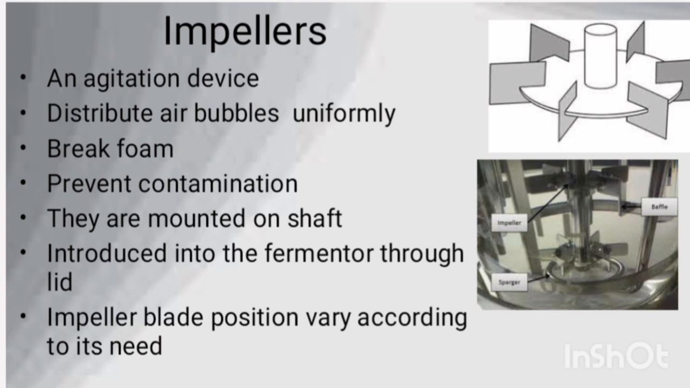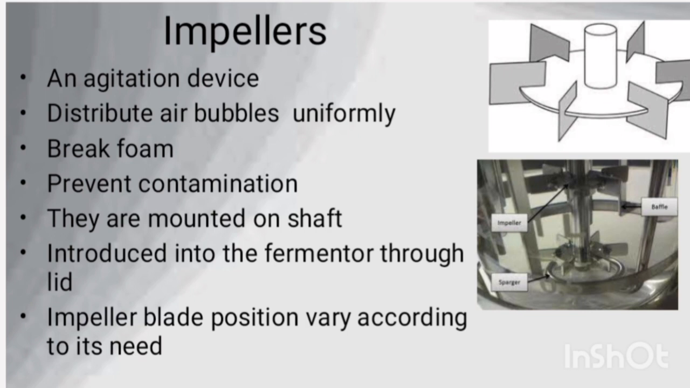Impellers are mounted on the shaft and introduced into the fermenter through the lid. Impellers are made up of impeller blade, and the blade position may vary according to its need. These impellers or blades are attached to motor on lid. The important function of the impeller is to mix microorganism, oxygen and media. So it provides uniform distribution of the microorganism and media and oxygen. And also it can reduce the size of the air bubbles and can distribute the air bubbles uniformly in the fermentation media.